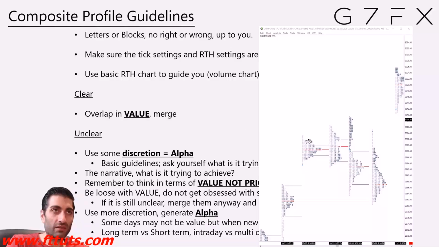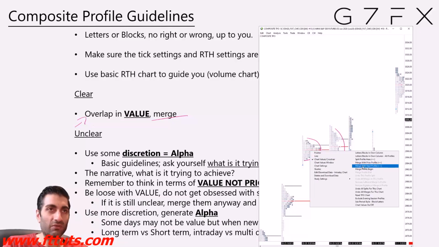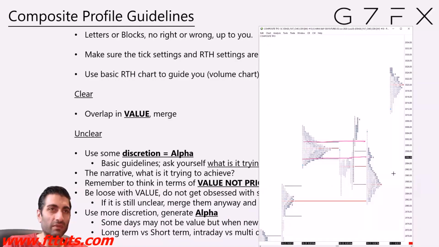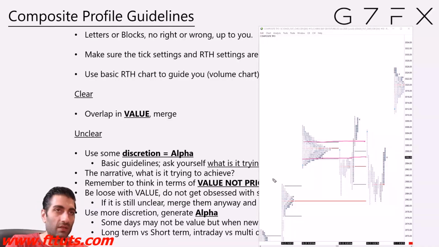Right, can you see here? Balance, balance, easy decision. Overlapping value, merge. Perfect, let's merge them. Remember how we do it? Right click, merge with next profile, boom, there you go. Okay, so now you've got trading levels. You've got that area, you've got that area. Okay, you'll see me mark these levels all the time on my charts. Okay, there you go, look.